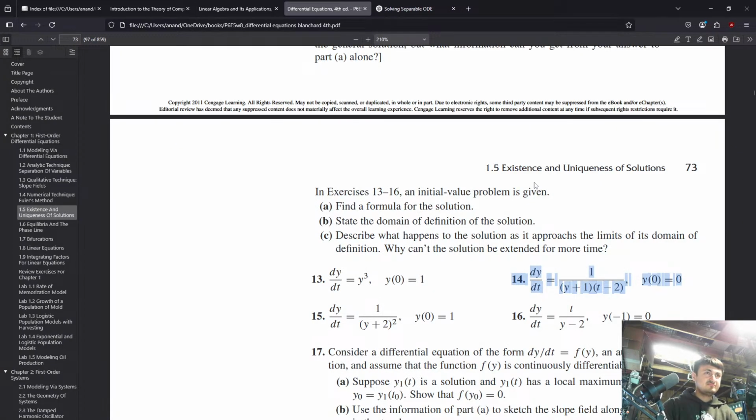Okay. So I'm pretty sure that I found a formula, which is y squared over 2 minus y is equal to ln of t minus 2 plus c. Now, the problem is, okay, so t must be greater than 2. That's for sure.